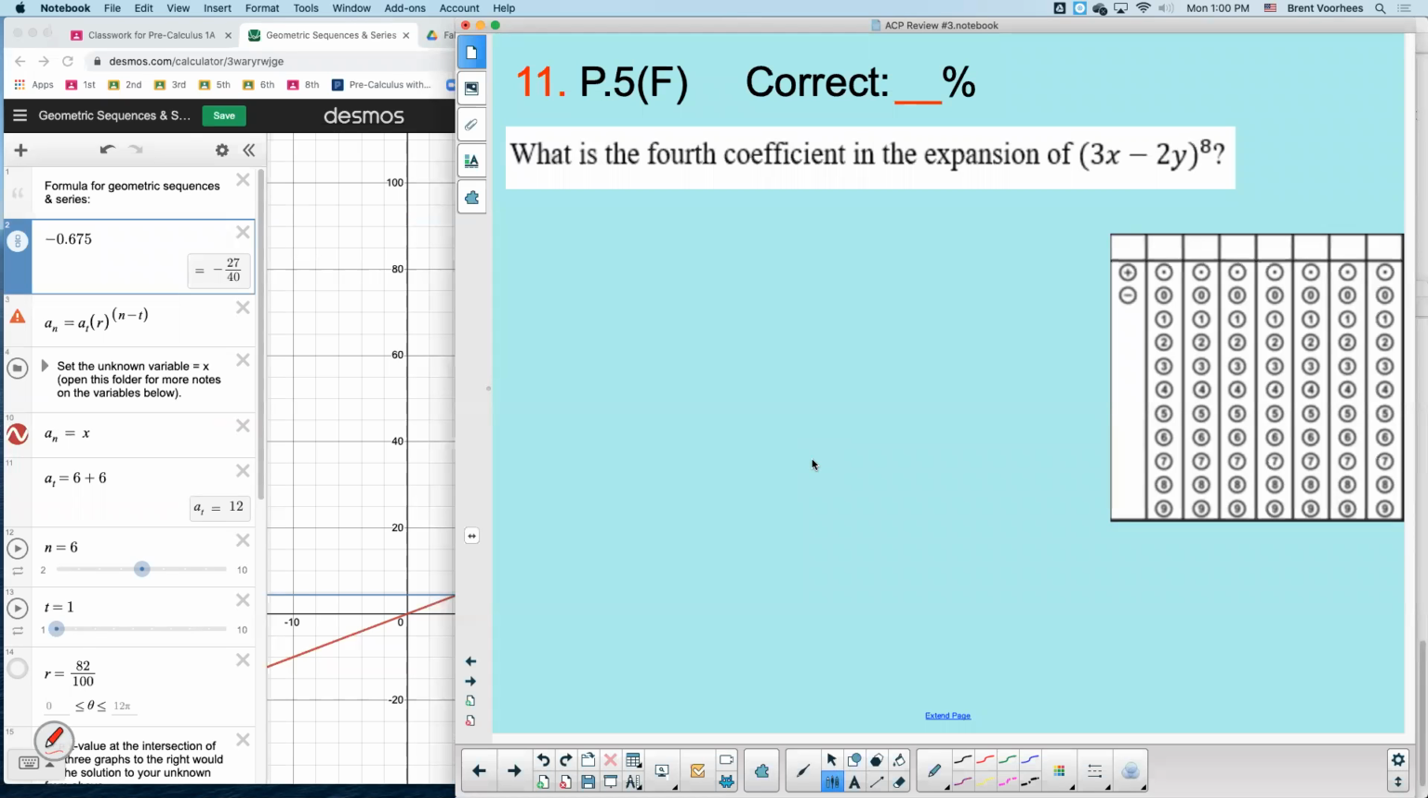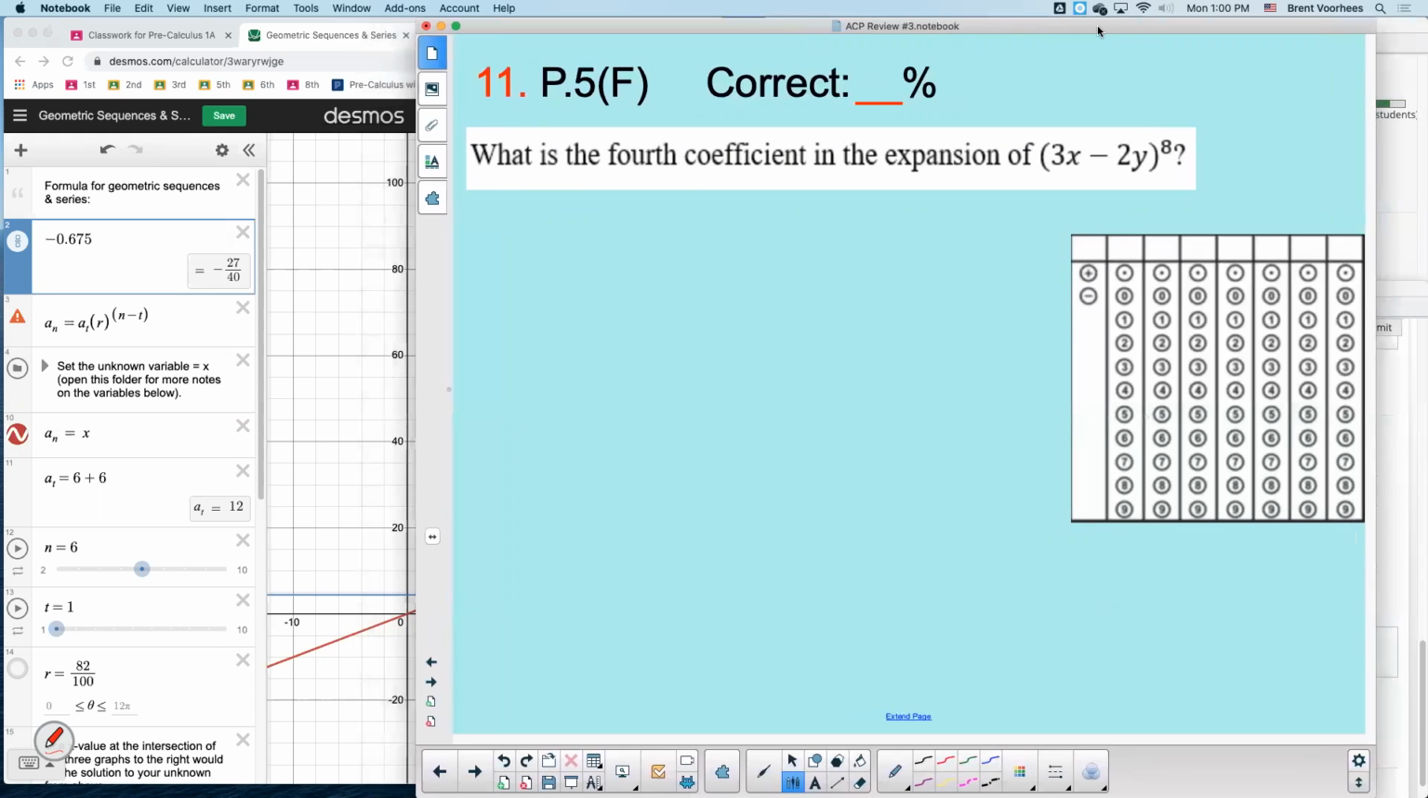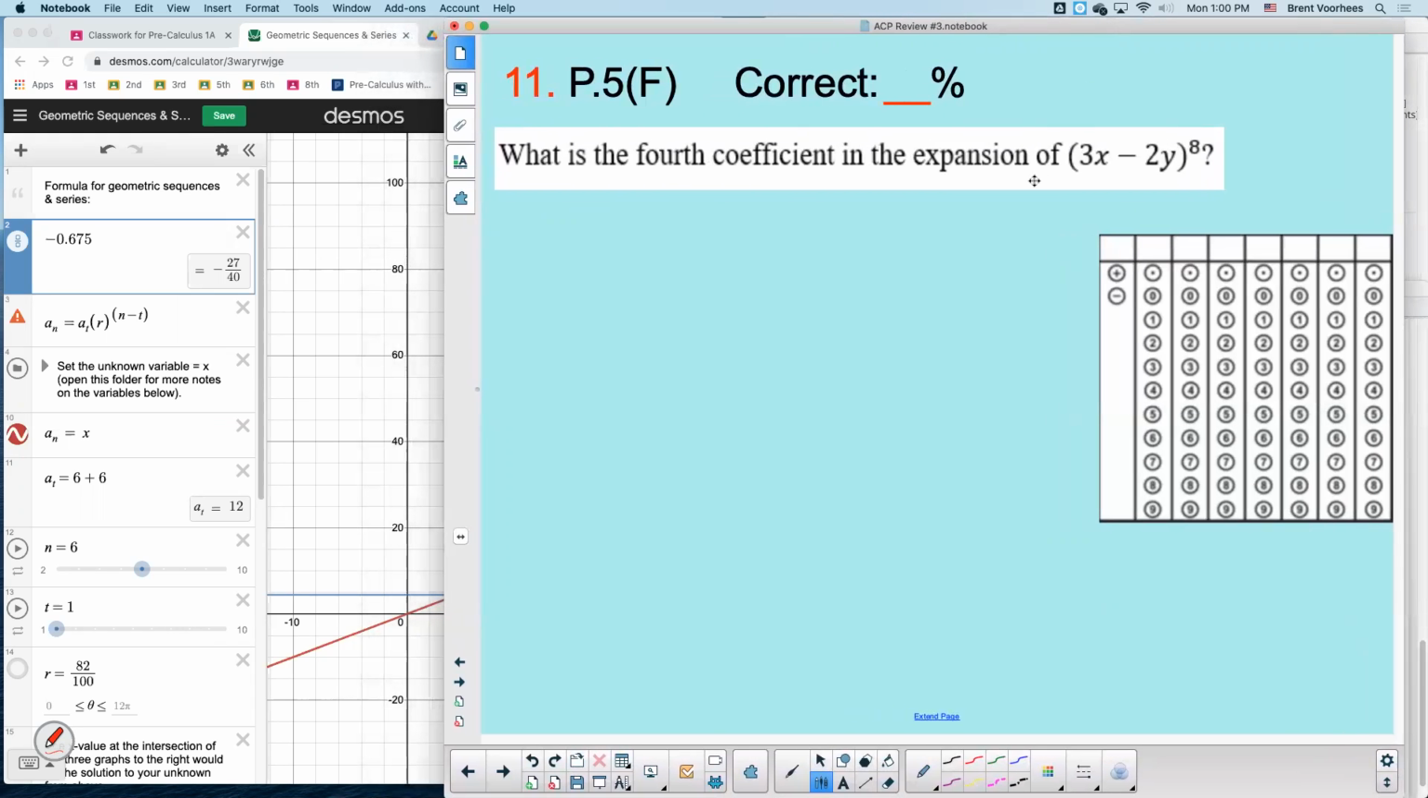All right, now we're going to take a look at the binomial theorem. So it says, what is the fourth coefficient in the expansion of (3x squared minus 2y) to the power of 8? So if you remember this, it's kind of like gambling.